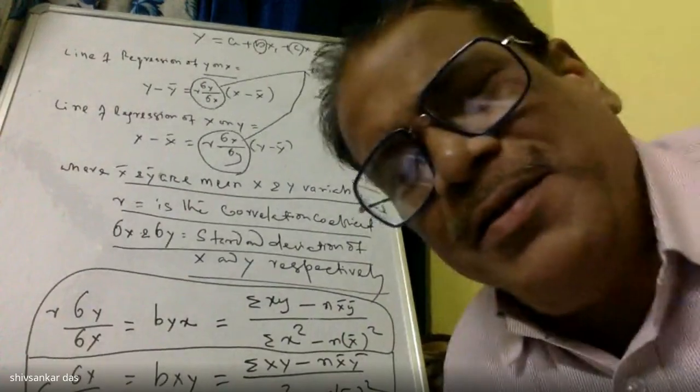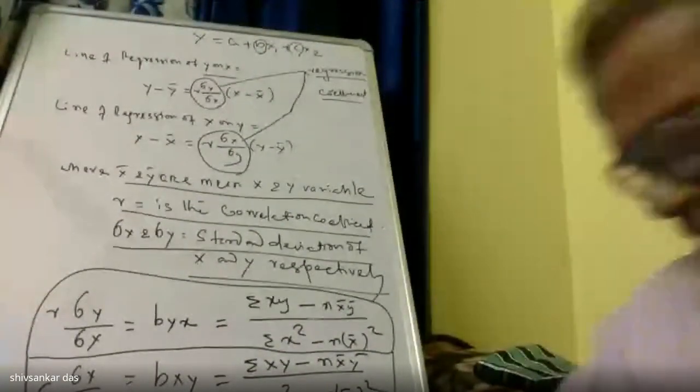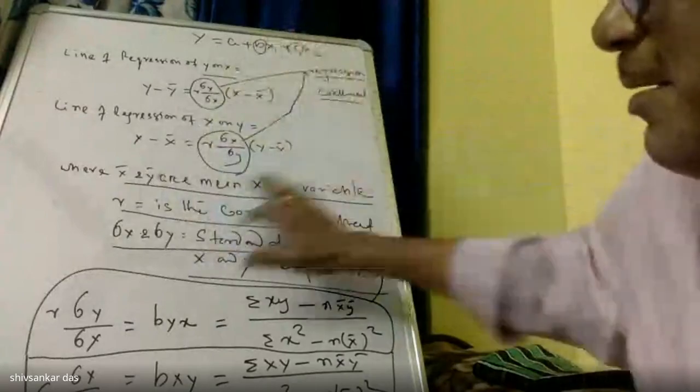You got my point? They're not visible in the downside. Okay, this is okay? Yes, sir.